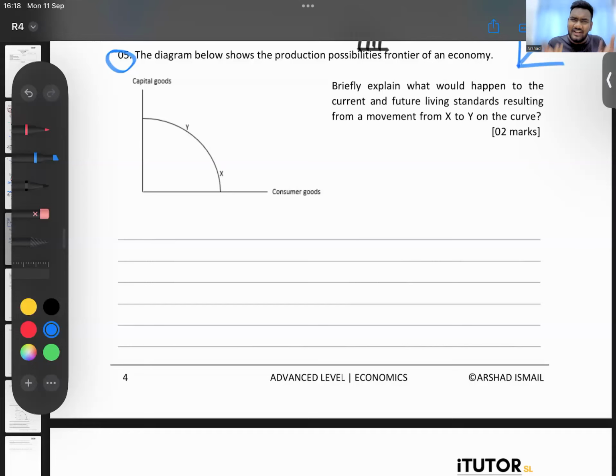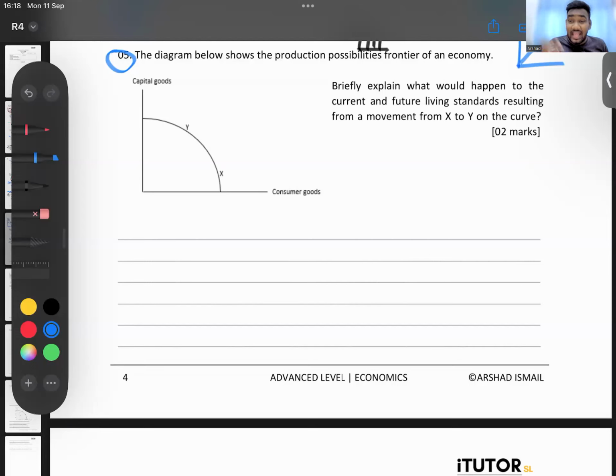What's the difference between the two? What are consumer goods? We said consumer goods are the goods that you use for your daily consumption, right? It doesn't have to be daily consumption, for final consumption. So for example, maybe clothes, maybe food, maybe your mobile phone, maybe your laptop. Those are called consumer goods.